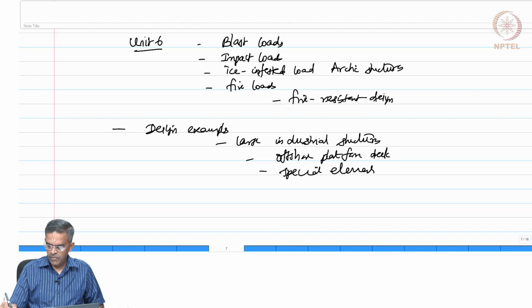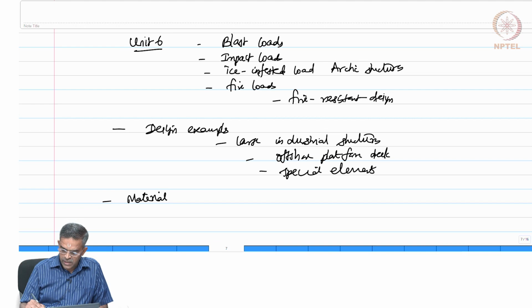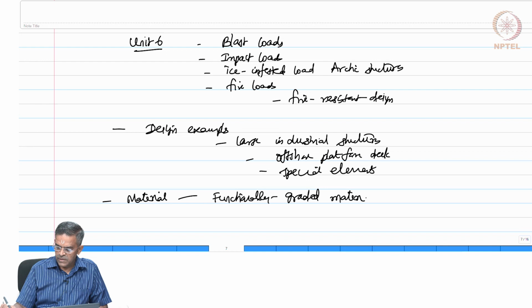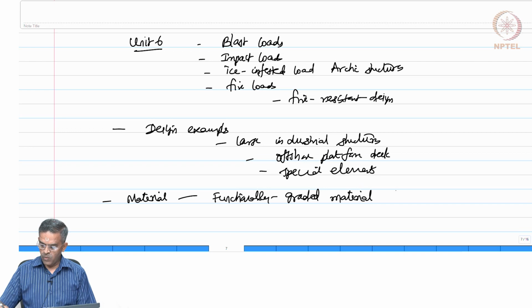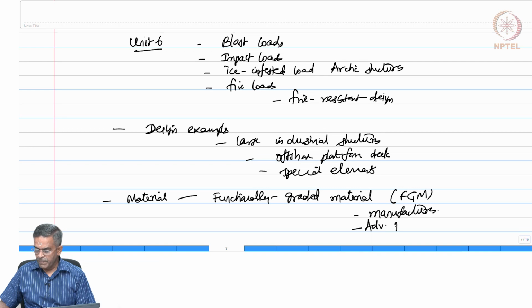When we talk about material other than steel, we are also going to introduce the advantage of functionally graded materials and their recent applications in offshore structures and other structural systems. So, what is an FGM, how FGM is manufactured, and what are the essential advantages of using FGM and their applications and limitations of using FGM. We will talk about this.